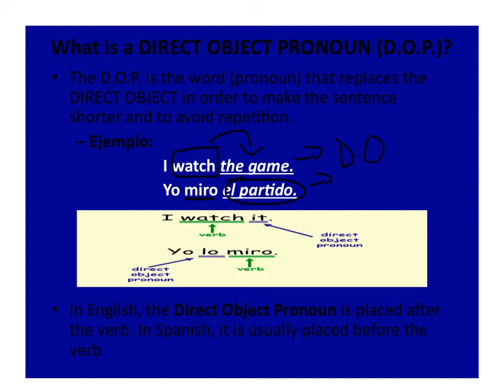Notice that in English, the direct object pronoun is placed after the verb. I watch it. However, in Spanish, the direct object pronoun is usually placed before the verb. To say I watch it in Spanish, we say yo lo miro. So the direct object pronoun is placed before the verb.